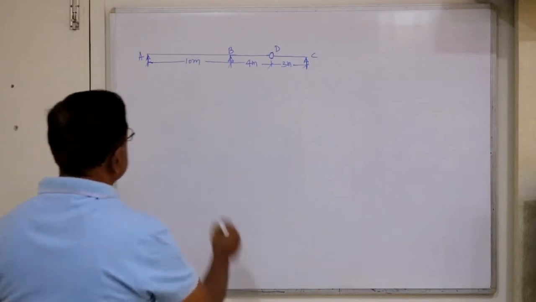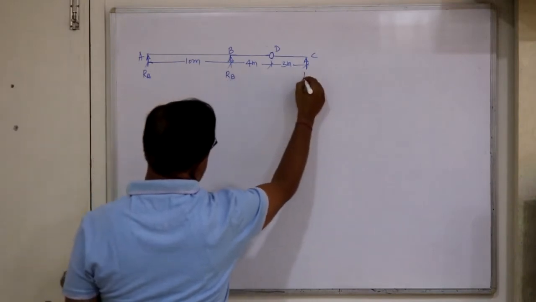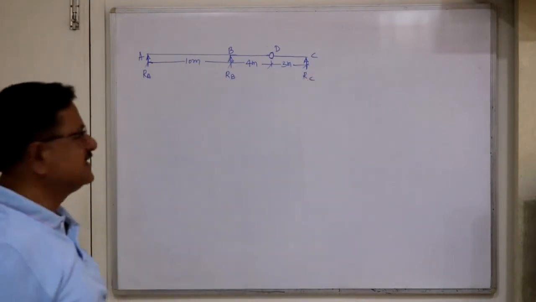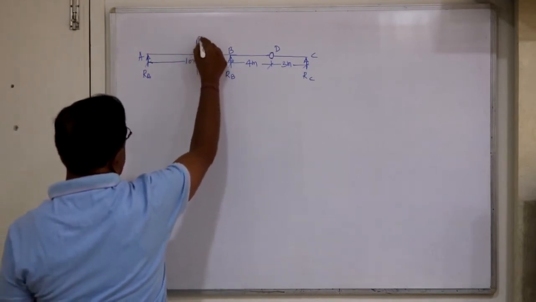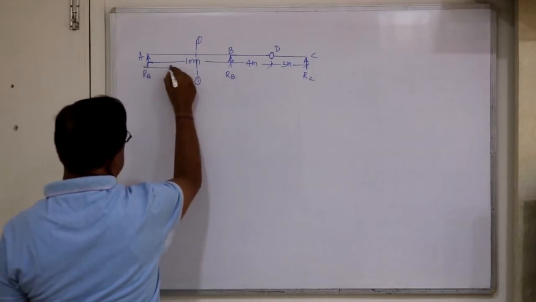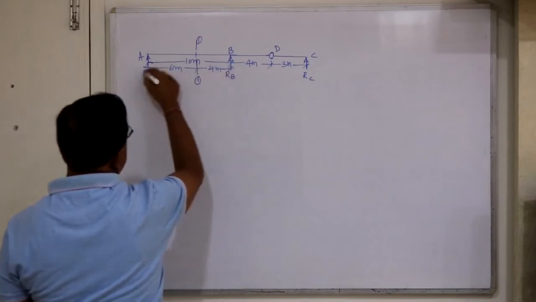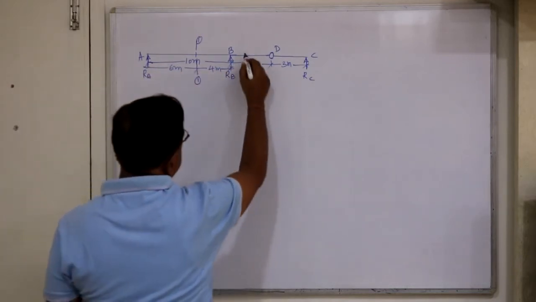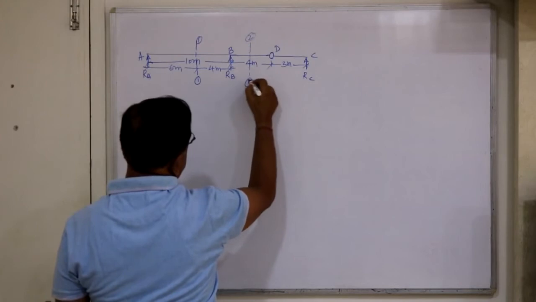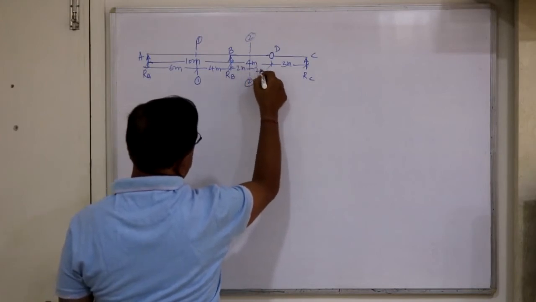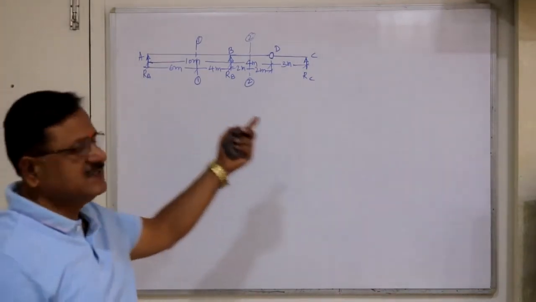So what are the possible ILDs that we can draw? Say RA, RB, RC. Then various sections available are say section 1-1 at a distance 6 meter. Say this is 4 meter. Then you may have a section say here 2-2. Say this is 2 meter, 2 meter. Or say you may have a section within CD also.